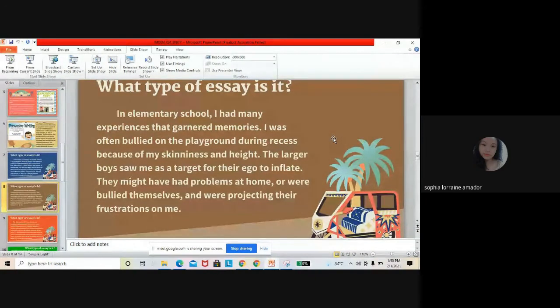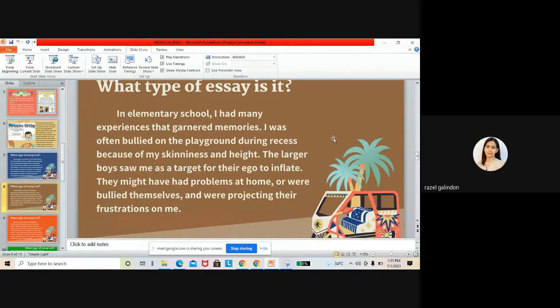In elementary school, I had many experiences that garnered memories. I was often bullied on the playground during recess. Because of my skinniness and height, the larger boys saw me as a target for their ego to inflate. They might have had problems at home or were bullied themselves and were projecting their frustrations on me.